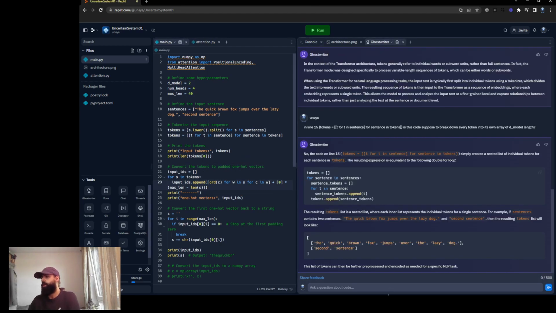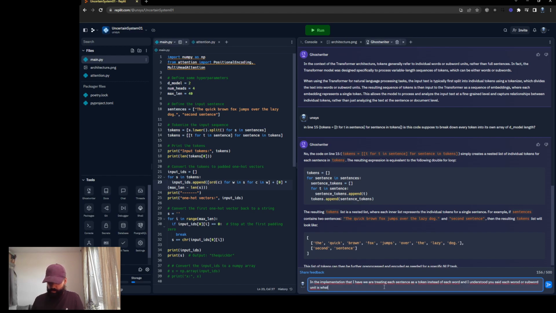But still, in the implementation that I have, we're treating each sentence as a token instead of each word. And I understood you said each word or subword unit is what should be represented as a token. Can you fix that?